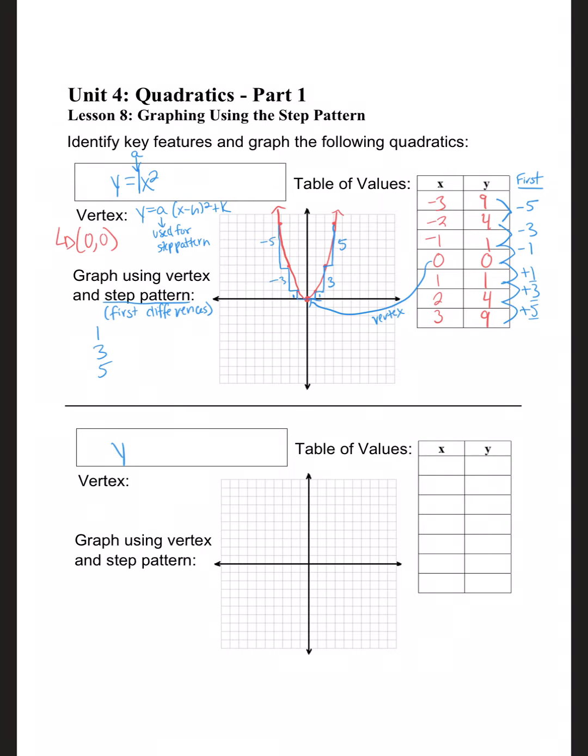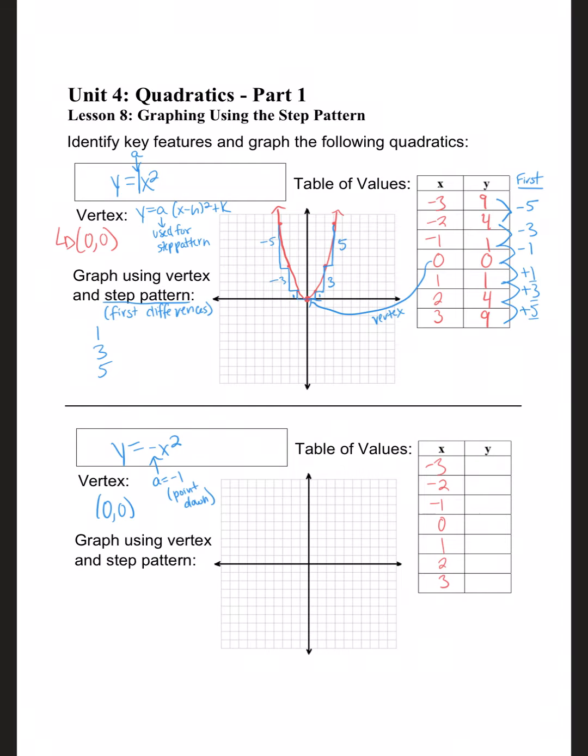So if we had y equals negative x squared, again, our vertex is going to be at 0, 0. We see that we have an a value of negative 1. So this time our parabola should point down. But let's fill out our table of values and see what happens here. So I'm going to go from the same x value. So we'll go from negative 3 to positive 3.